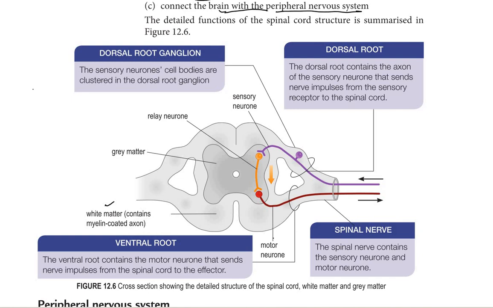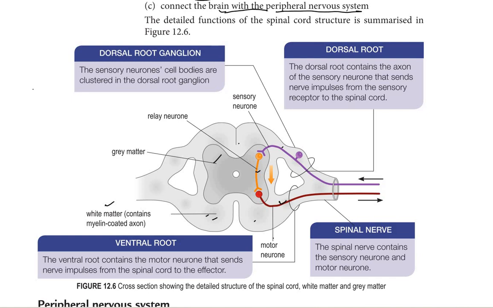Okay, so we have gray matter. So the white matter, the white color here, surrounds the gray matter. So this is the gray matter. Gray matter looks like the letter H, or looks like a butterfly. So inside here we have three types of neurons. You can see here we have the sensory neuron, the purple color, and then relay neuron, and then also motor neuron. So three types of neuron.